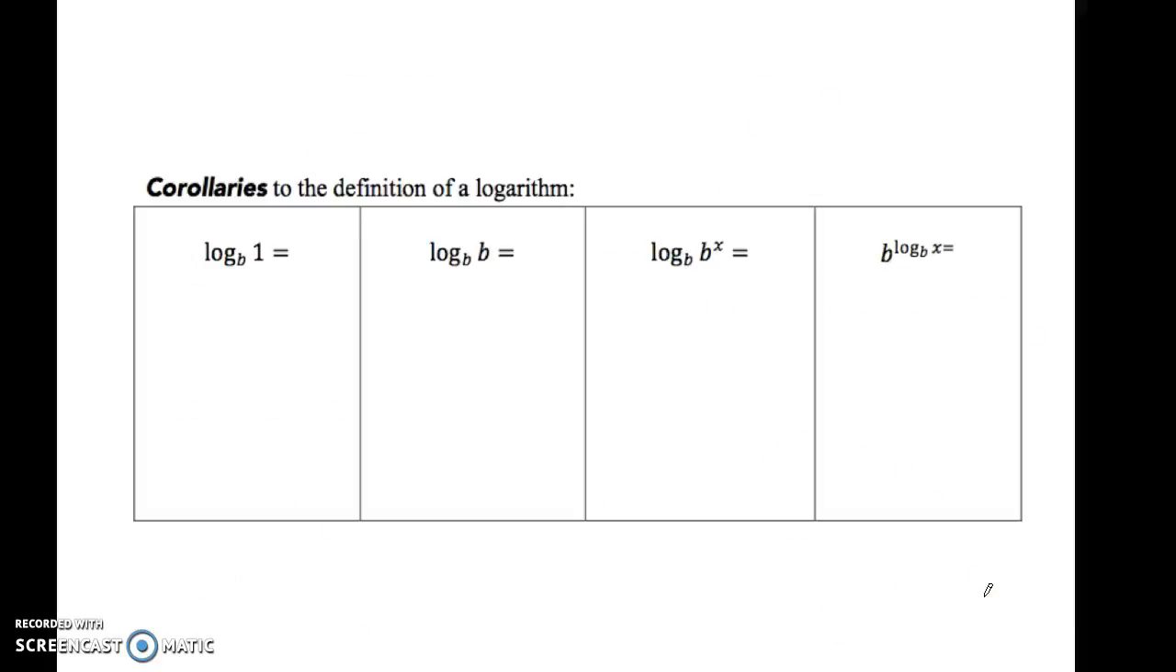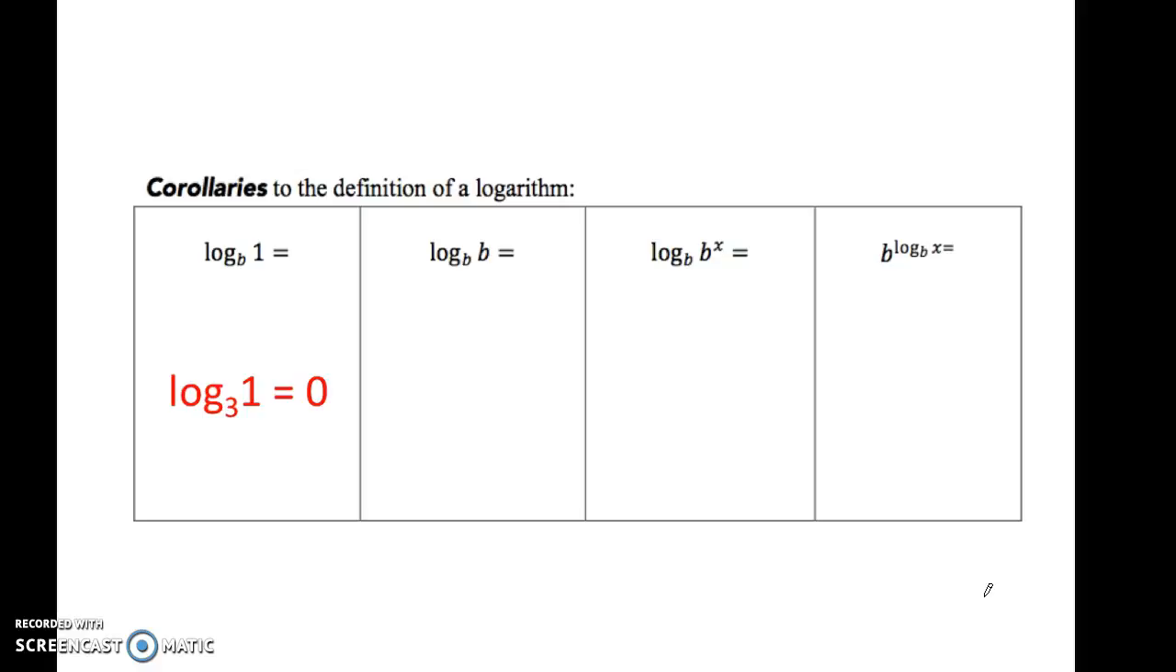The next topic is some logarithm corollaries. A corollary is simply a theorem that follows immediately from another theorem. Let's look at the first log property, log base b of 1. Well, let's just plug in some values of b and see what we get. So let's first choose b equals 3. Log base 3 of 1 would be 0 because 3 to the 0 power is 1.